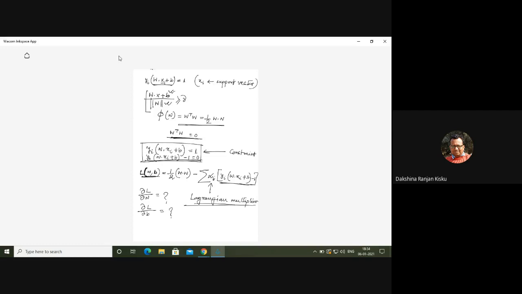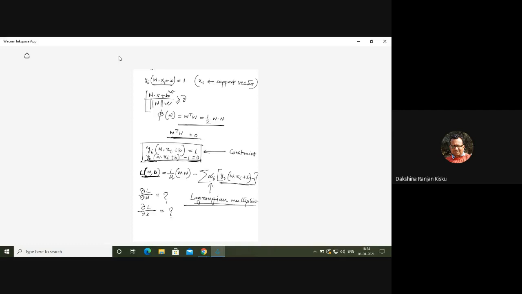When the derivative with respect to W and the derivative with respect to B are determined, we will equate the corresponding expressions to zero. And from there we will determine the expression for W and the expression for B.